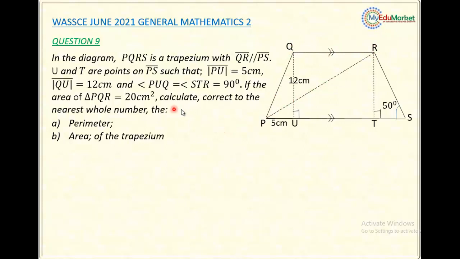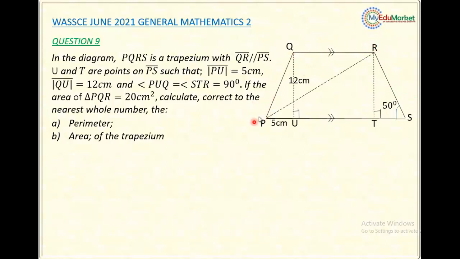The question asks us to calculate, correct to the nearest whole number, question A, the perimeter of the trapezium PQRS, and question B, the area of the trapezium as well. So this is the trapezium.